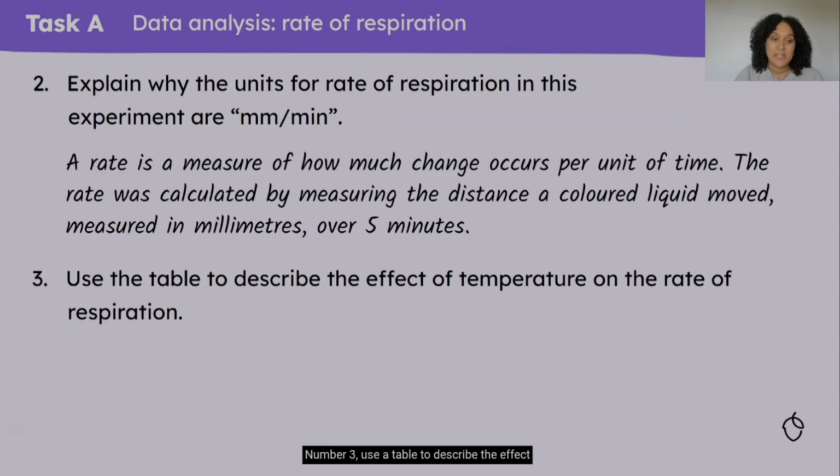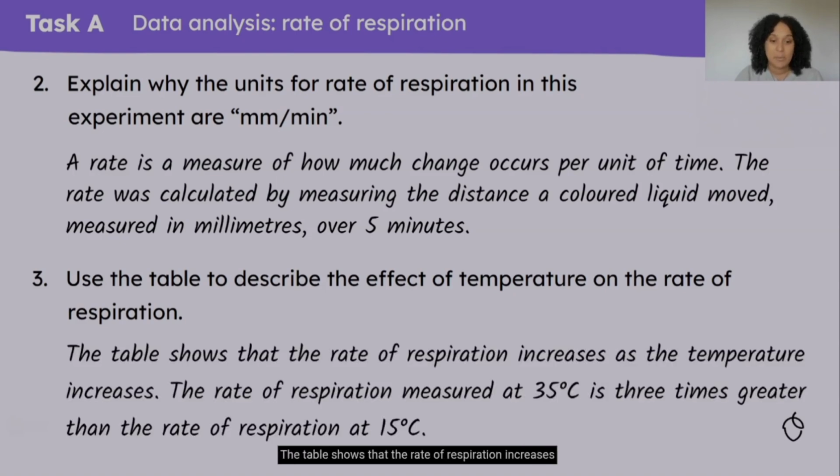Number 3. Use a table to describe the effect of temperature on the rate of respiration. The table shows that the rate of respiration increases as the temperature increases. The rate of respiration measured at 35 degrees Celsius is 3 times greater than the rate of respiration at 15 degrees Celsius. Great job if you got that right.